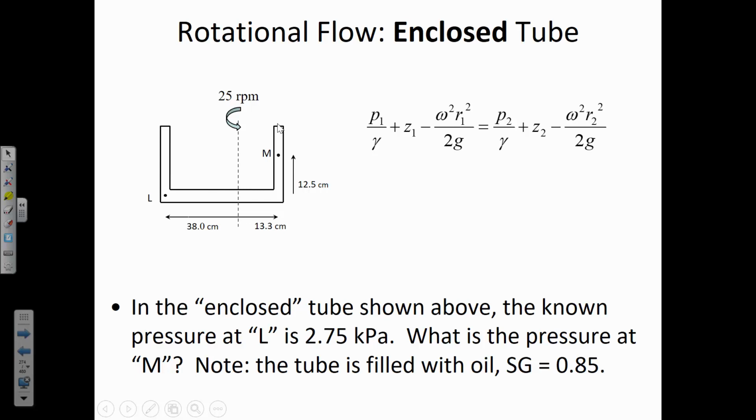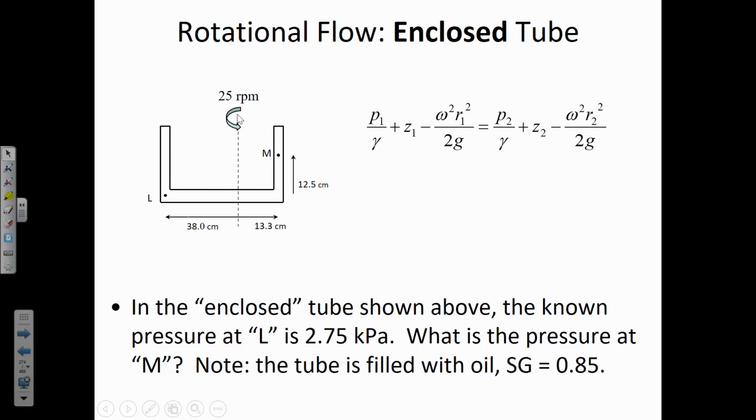All right, so the rotational rate here is given, and we want to know how is the pressure changing inside of this tube between L and M. We know the pressure at L, and note the tube is filled with an oil that has a specific gravity of 0.85. So the fluid properties are important here in the pressure head term where we've got the gamma. So we won't be using a gamma of 9810. Instead, we'll have to calculate the gamma for the oil.